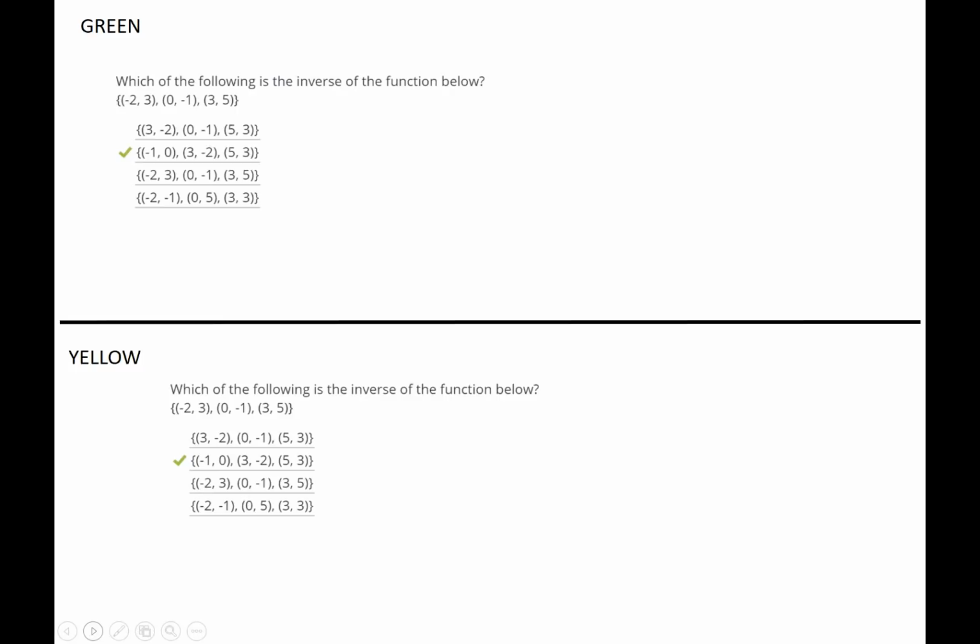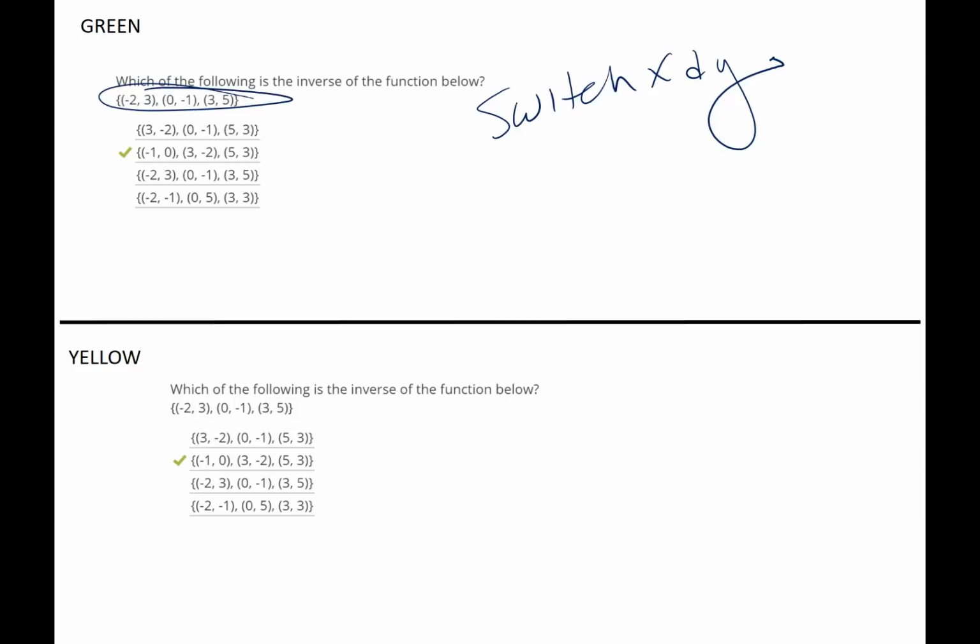All right, a lot of you fell into the trap. The best thing we can do, we know that the key to inverses is to switch x and y. All right, so I would write this out. A lot of you just read and you messed it up. So we've got 3, -2. Then the next one would be -1, 0. And the next one would be 5, 3. And it looks like this was the same problem on both of them.